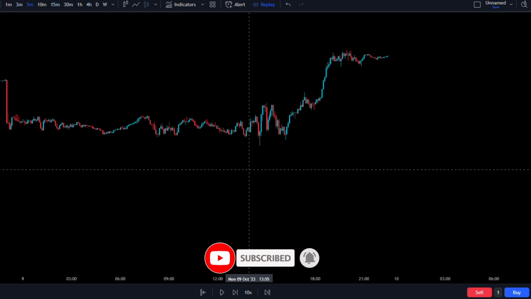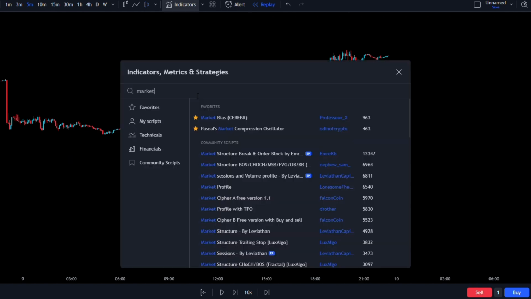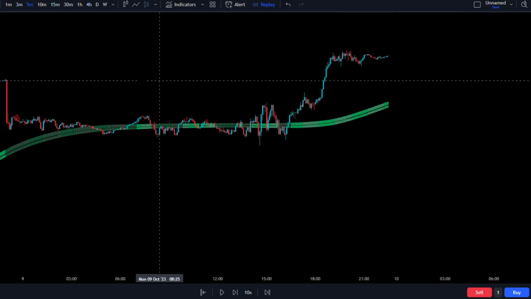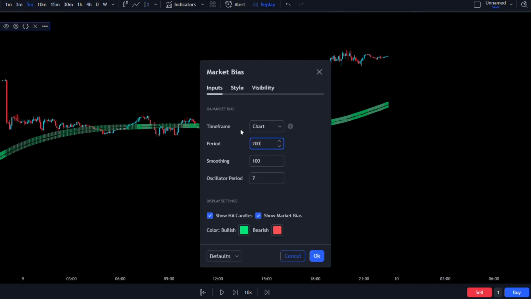So let's head on over to the indicators tab, and for this strategy, we're going to be needing 3 indicators. And for the first indicator, search the market bias. Now let's make some adjustments to the settings. We're going to change the periods to 200, and leave the rest of the settings the same.